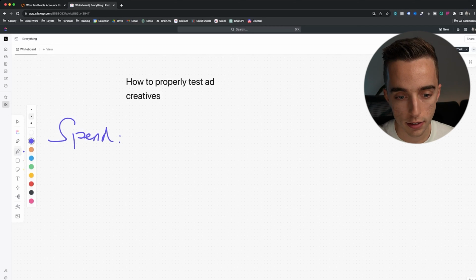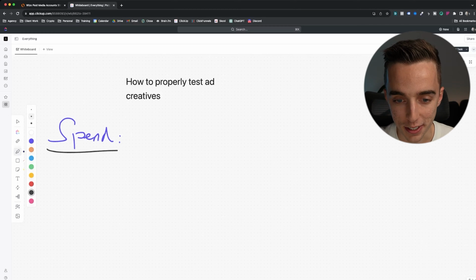I hate this little purple color. Let's just go with some black actually right here. I think it's going to be easier to read anyways.